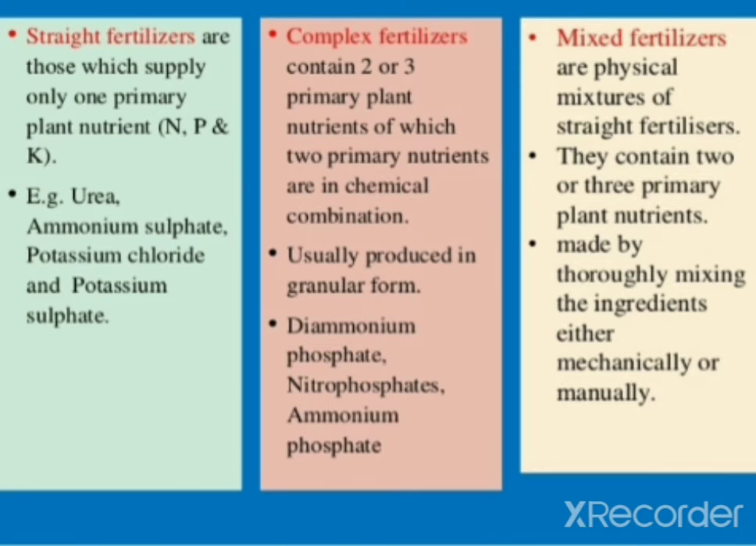Straight fertilizers are those which supply only one primary plant nutrient like nitrogen, phosphorus, or potassium. For example, urea, ammonium sulfate, potassium chloride, and potassium sulfate. Complex fertilizers contain two or three primary plant nutrients, of which two primary nutrients are in commercial combination, usually produced in granular form. Diammonium phosphate, nitrophosphate, ammonium phosphate.